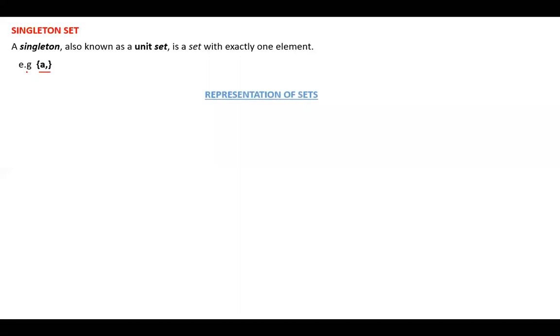Okay, let us see how we can represent sets. Sets are represented in various ways, in different ways. Actually, there are a lot of ways in which you can represent sets.